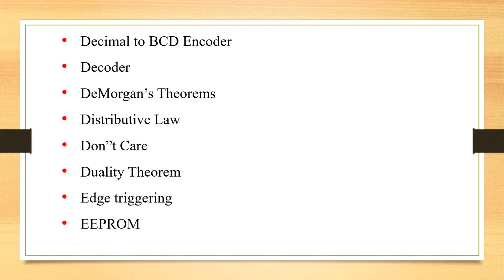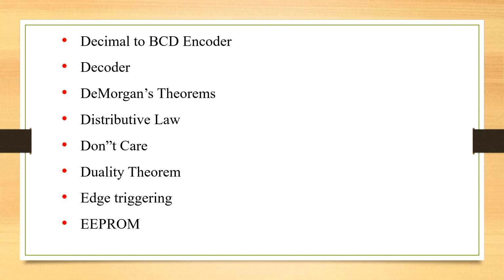Next one, De Morgan's theorem. The complement of a product is equal to the sum of the complements, and also the complement of a sum is equal to the product of the complements. Distributive law. A into B plus C is equal to AB plus AC. That is, the distributive law states that to OR several variables and AND the result with a single variable is equivalent to ANDing the single variable with each of the several variables and then ORing the products.